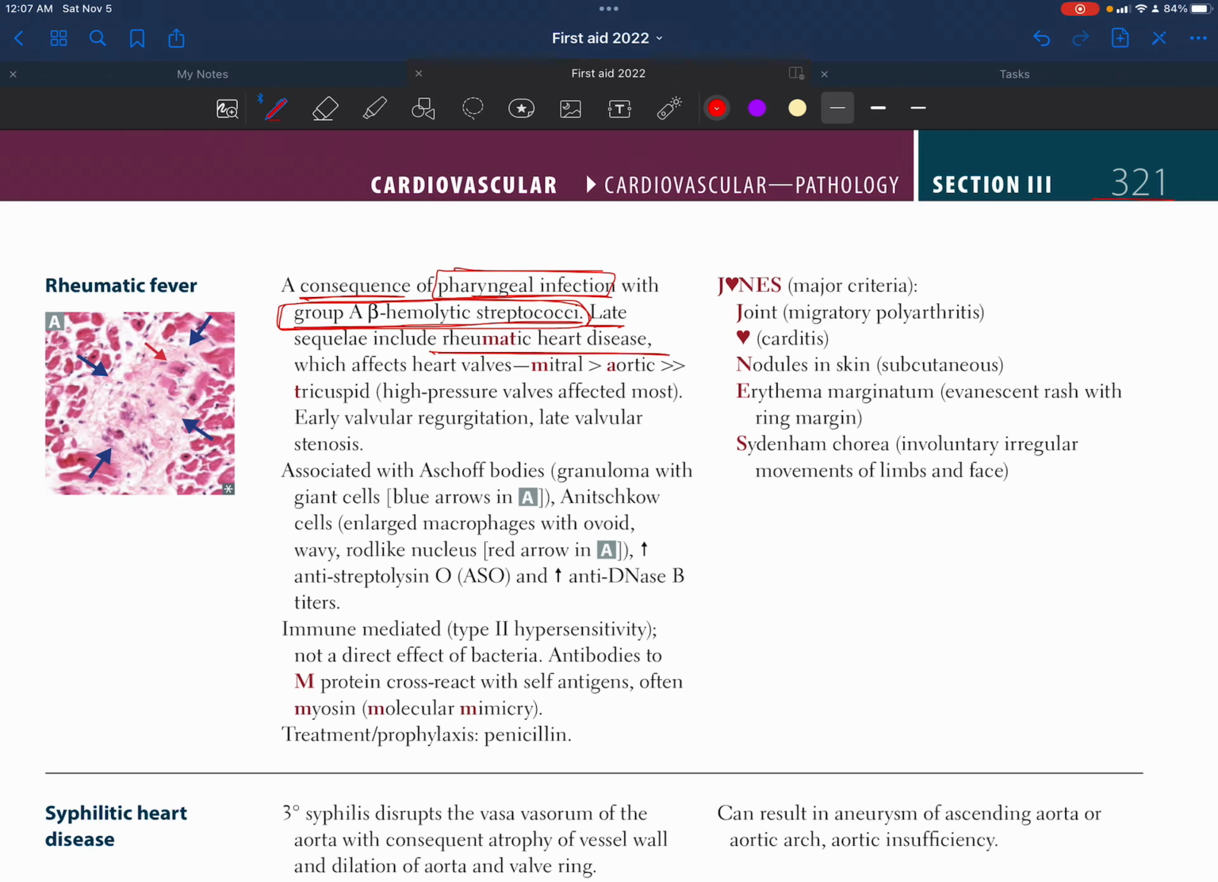Rheumatic heart disease affects the heart valves, more the mitral than the aortic, and the aortic more than the tricuspid. It depends on how much pressure is within that valve, so high pressure valves are affected most. Early on we see valvular regurgitations, but late we can see valvular stenosis developing as well.